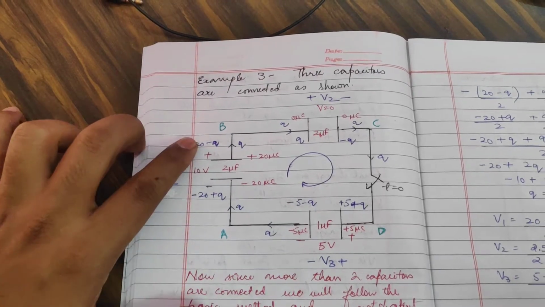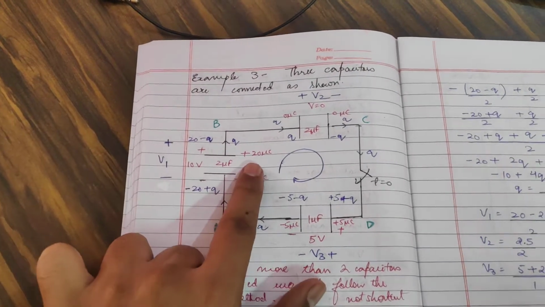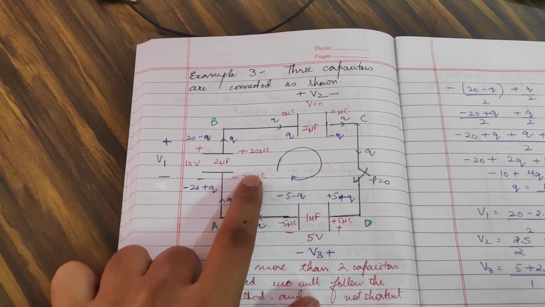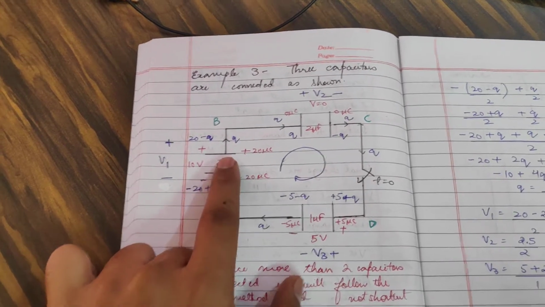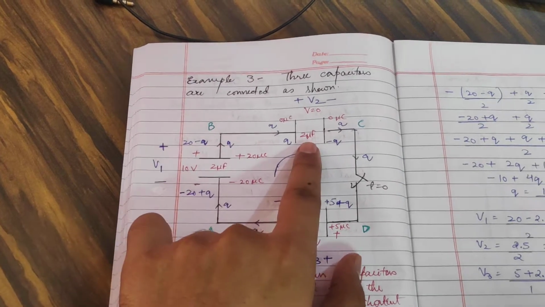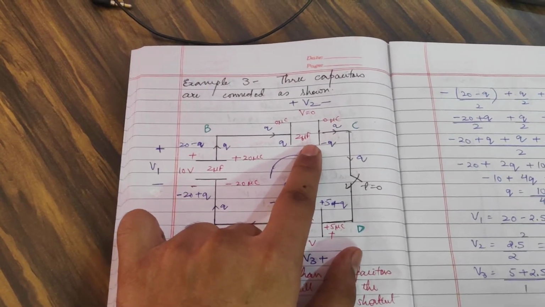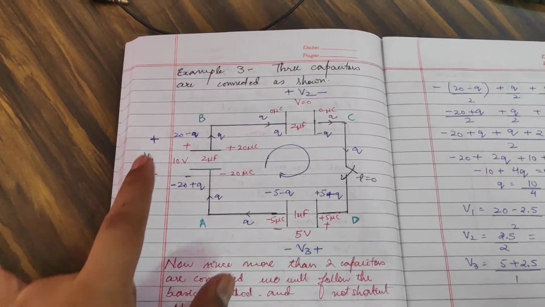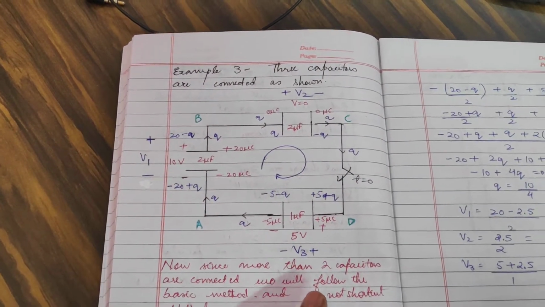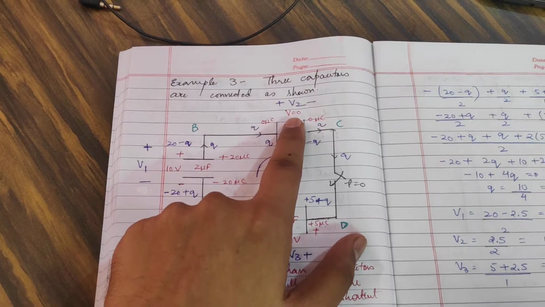So this is the positive plate and this is the negative plate. So the charge on the positive plate will become plus 20 microcoulomb and the charge on the negative plate will become minus 20 microcoulomb. Okay. Now this charge Q, let's talk about charges first, initial charges first. Initial charges are written with a red pen and the final charges are written with a blue pen. Okay. So the potential is 0 over here.